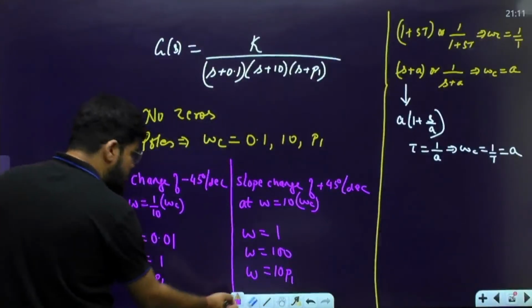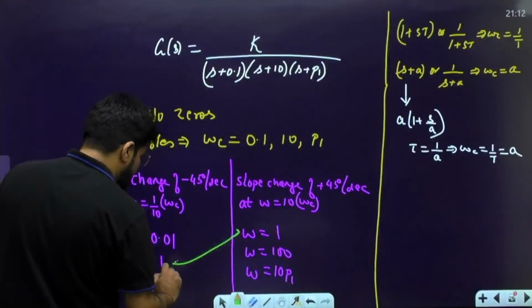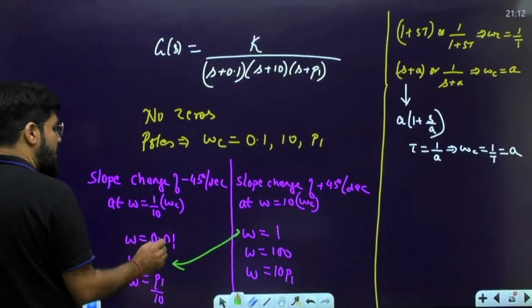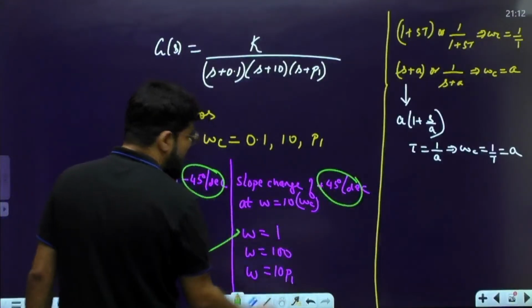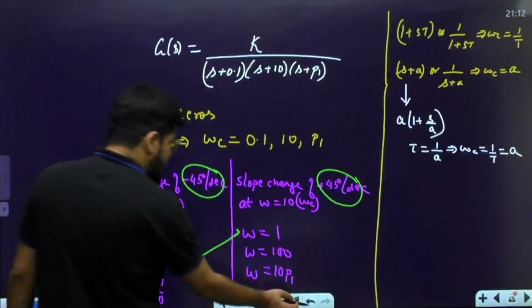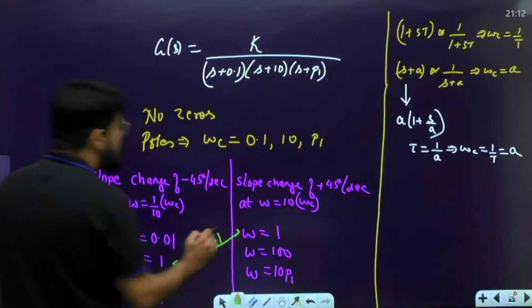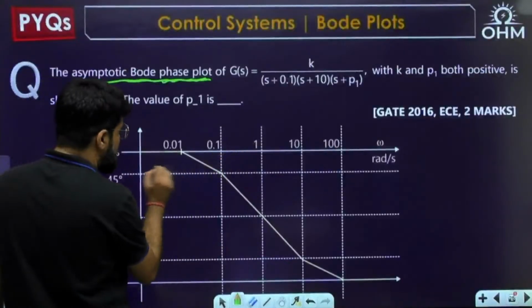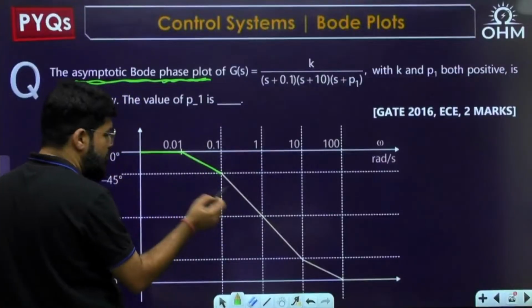Now you see, one important result is omega equal to 1. At omega equal to 1, a slope change of minus 45 will occur, and plus 45 will also occur, and minus 45 plus 45 cancel, giving 0. So at omega equal to 1 there is no slope change. As you see in the plot also, this is a line, then it bends. Bending up or down means the slope changes.